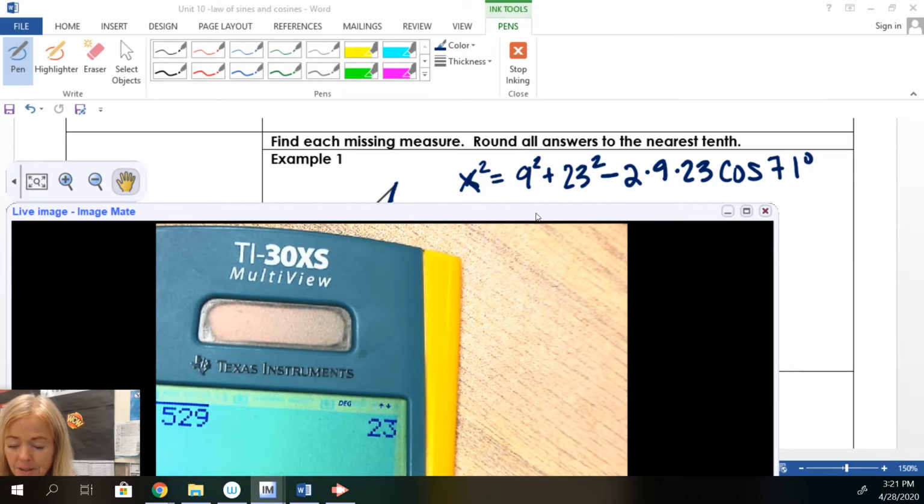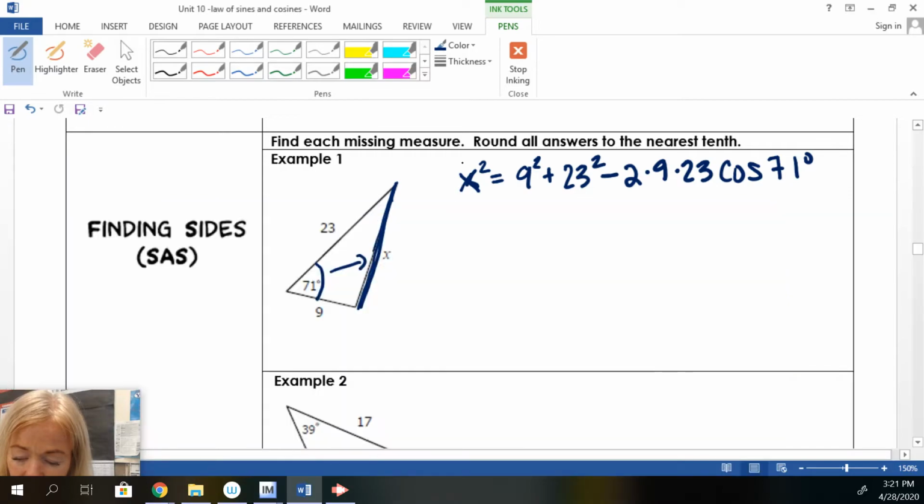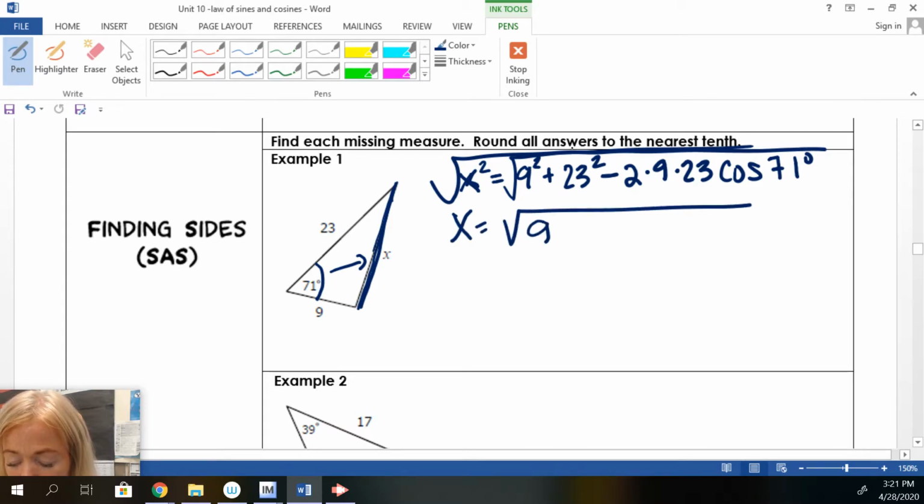All right, what I'm going to do is I'm going to place this in the calculator. If x squared is equal to that, then I need to square root all of this, right? I need to square root all of this. Well, square root both sides. So it'll be x is equal to the square root of 9 squared plus 23 squared minus 2 times 9 times 23 times the cosine of 71 degrees.